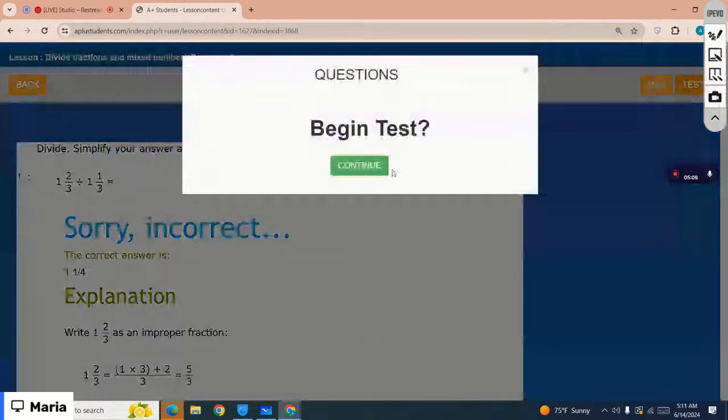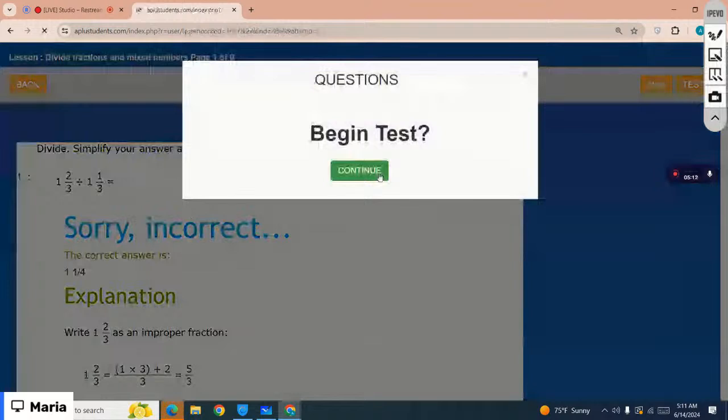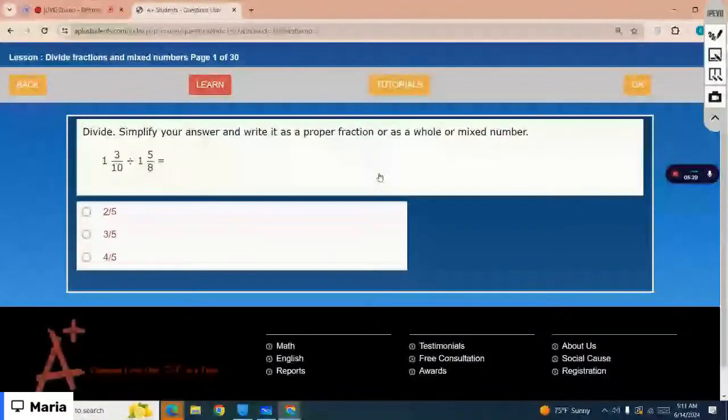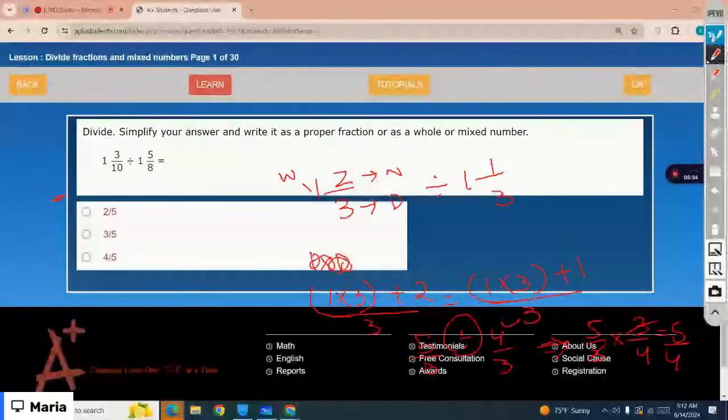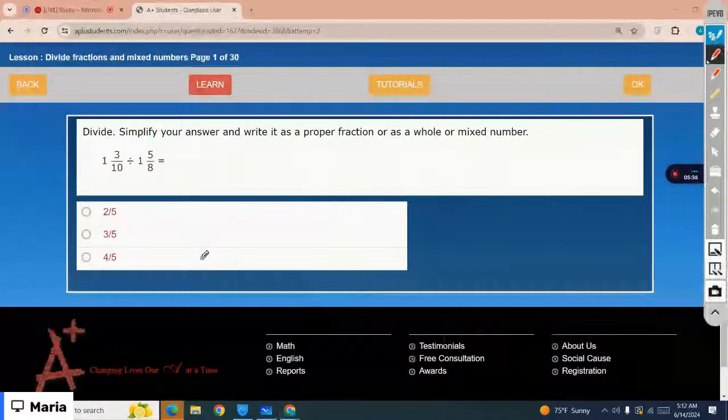Practice questions, right? Divide. Simplify your answer and write it as a proper fraction or as a whole or mixed number. So 1 whole 3 over 10 divided by 1 whole 5 over 8. Hold on with the pen. Let's just do it on the board. 1 whole 3 over 10.